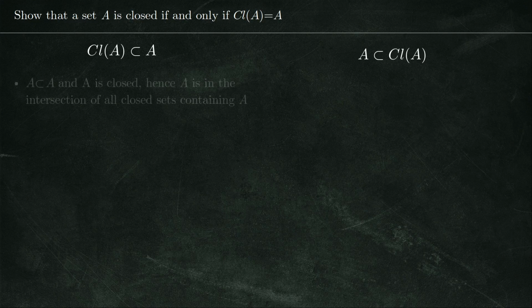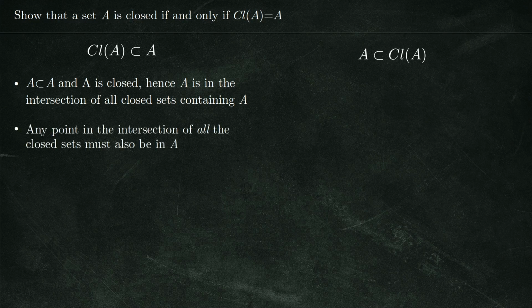So firstly, note that A is a subset of A. Every set is a subset of itself, and A is closed, because that's what we're assuming. Hence, A is in the intersection of all the closed sets containing A. That is, one of the S sub alphas which we intersect over is going to be A itself.